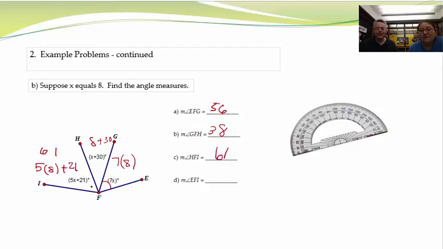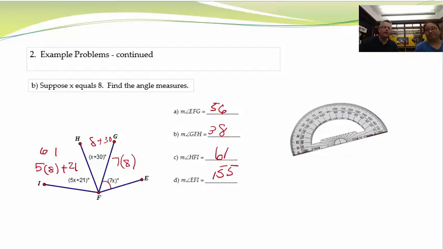And then we have EFI. We're going to add all of these together. We have 56 plus 38 plus 61. That would be 155. Excellent. So part of it is just reading what angle they want. If we know the smaller ones, we can get any other combination of them that they ask for.